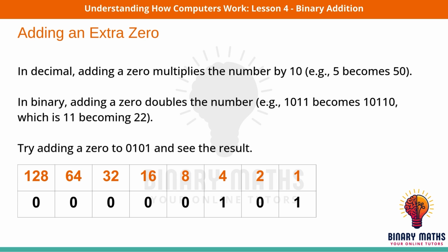In binary, however, adding a 0 at the end will double the number. So 1011 will become 1011 and then the 0. Initially 1011 would equal 11 in decimal, but because we added a 0 to the binary digits at the end and made it 10110, it now became the number 22 in decimal.